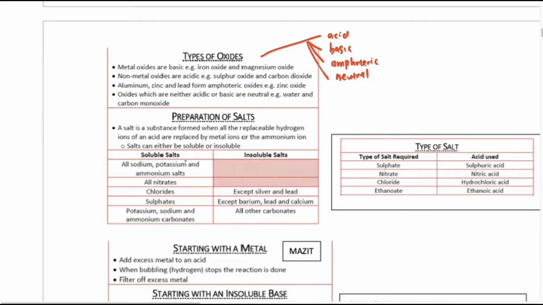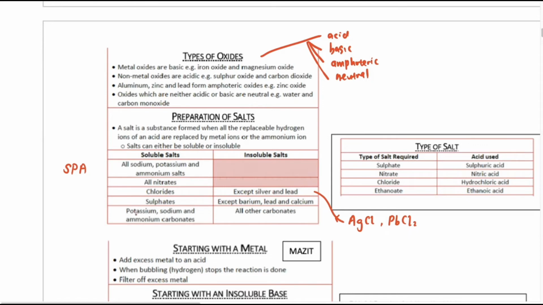Okay, now we have two types of salt: soluble and insoluble. Soluble salt. Okay, let's see. All sodium, potassium, and ammonium salts are soluble. So we call it sodium, potassium, ammonium, which is SPA. All nitrates are soluble. Chlorides are soluble salts, except silver. Silver chloride is insoluble. Okay, and lead(II) chloride is also insoluble. So that means we have AgCl, which is insoluble, and PbCl2, which is also insoluble. Sulfates are soluble, except barium sulfate, lead(II) sulfate, and calcium sulfate.